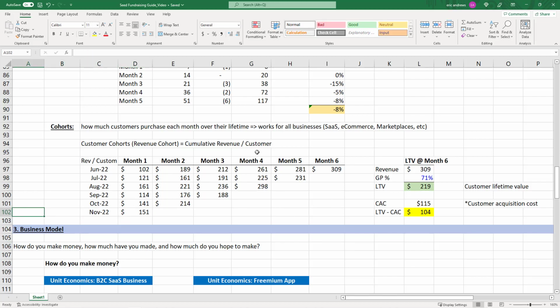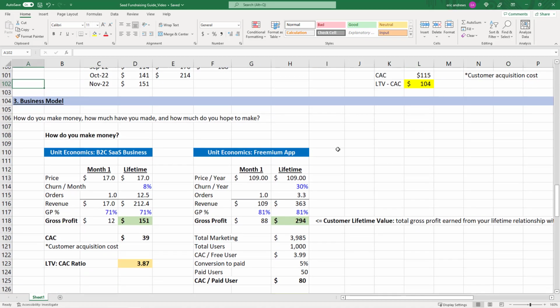So the next thing that we would want to cover when fundraising is the business model. Okay, what's your business model? They would say, how do you make money? How much have you made? And how much do you hope to make? I see a lot of decks that, when you look at the slides about the business model, you just scratch your head at the end. You're like, I still don't get it. That's not what you want to happen. You want it to be very clear. Here's how much money we make on a customer, and that's called your unit economics.